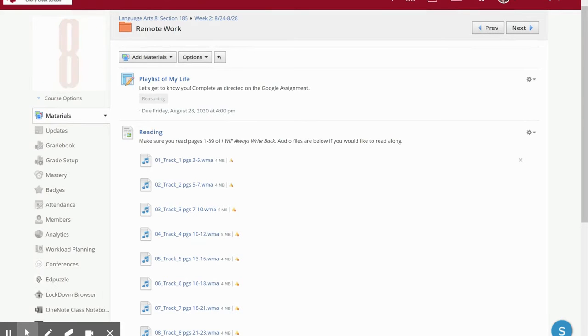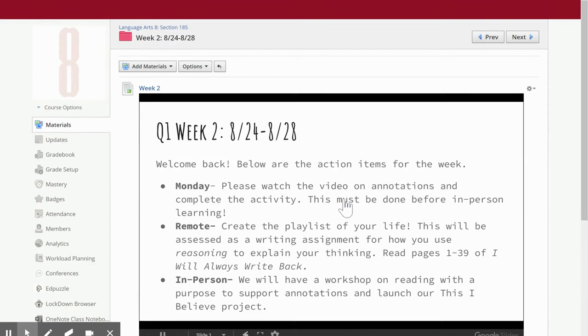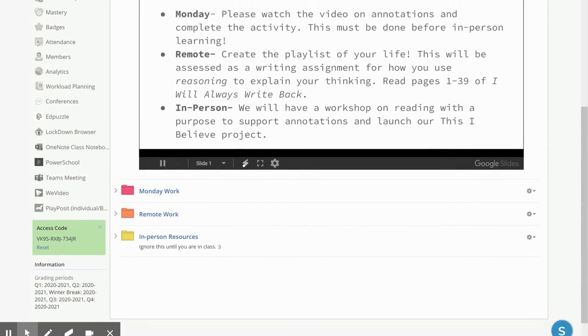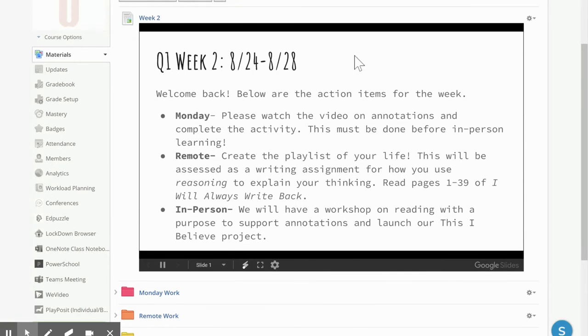Again, always going to be at least 1 reading assignment each week, and then some additional assignments as well. And then the last piece will be the in-person resources. This is going to vary depending on what we're doing that week. I really don't want students going into this folder and looking at this until they're in person. They certainly can. It's not going to be harmful necessarily, but I don't want them starting the assignments until they've received that in-class instruction. So this is usually based on whatever workshop or work we're doing in class to really make sure that they know what's going on.